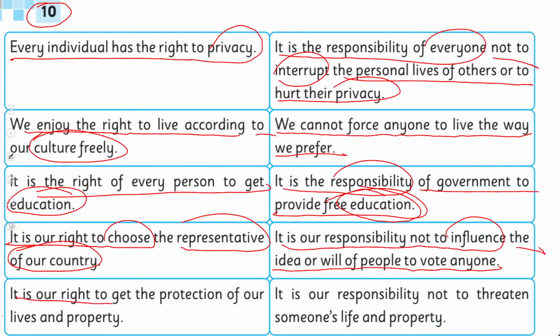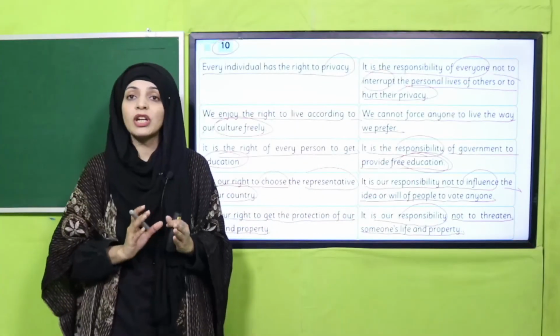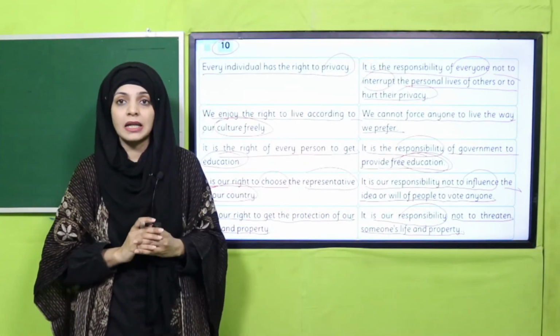It is our right to get the protection of our lives and property. हमें हमारी ज़िंदगी की, हमारी हिफाजत का जो है, हमारा राइट है कि वो हमें प्रोवाइड किया जाए. It is our responsibility not to threaten someone's life and property. और हमारी रिस्पॉन्सिबिलिटी ये है कि हमें दूसरों के जान और माल की हिफाजत करनी चाहिए.